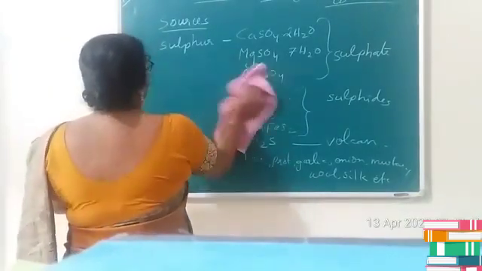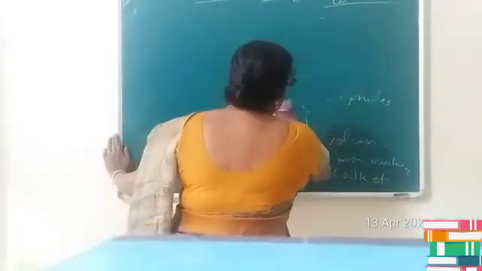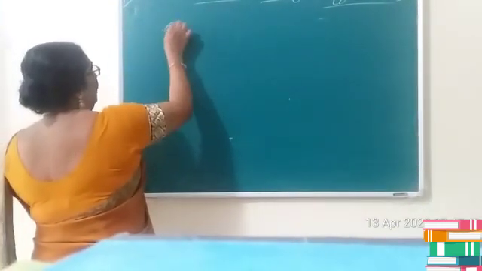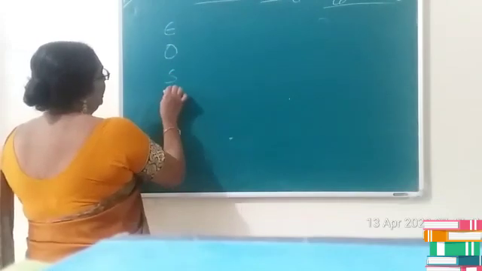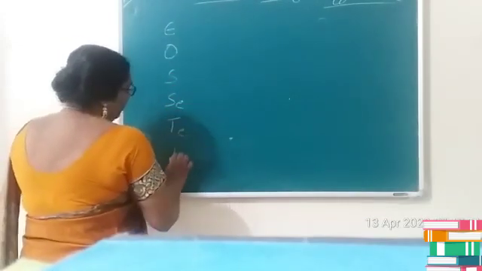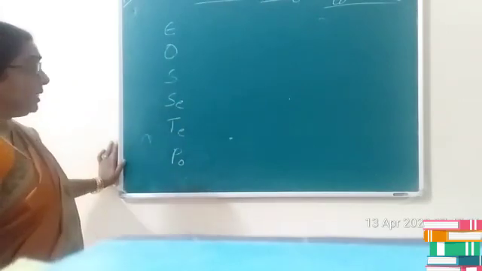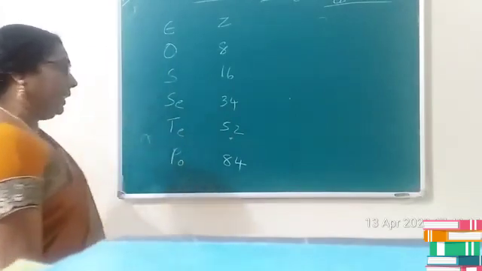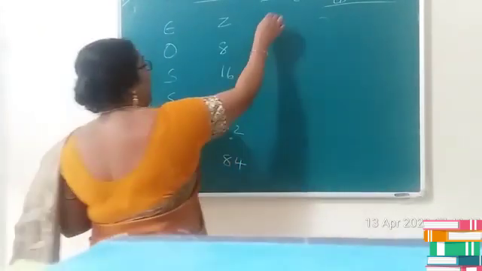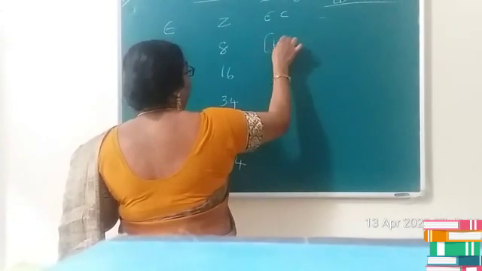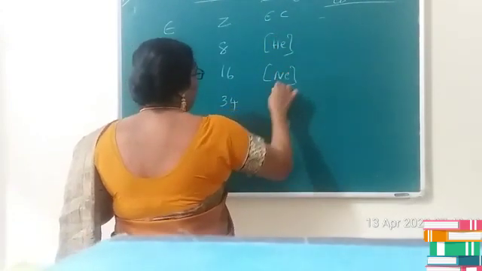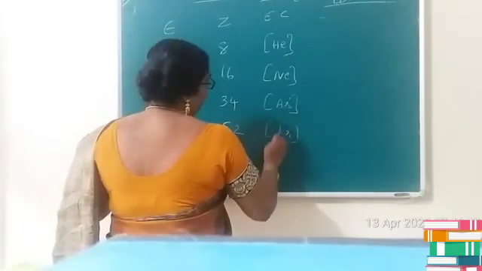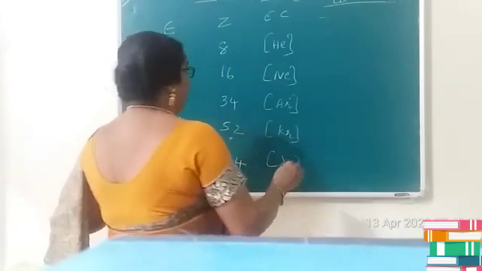The elements oxygen, sulfur, selenium, tellurium and polonium are the members of group 16. Their atomic numbers are 8, 16, 34, 52 and 84. And the electronic configuration we can write in terms of inert gases. Even in 15th group we have studied it in terms of inert gases. So here also we can consider it in terms of inert gases.